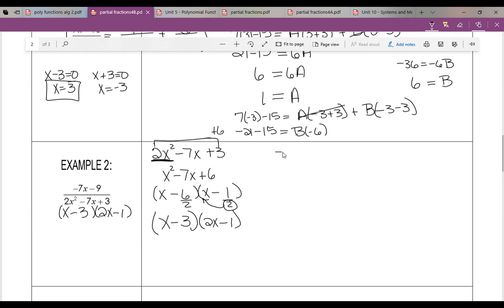So when I set up my problem, negative 7x minus 9 over, and I'm going to go ahead and put the factors here. It doesn't matter if you use the 2x squared minus 7x plus 3 or the factored version of that. So a goes over the x minus 3. I just go in order with the way I write them down. If you want to put the 2x minus 1 in the first denominator and the x minus 3 in the second, that's fine. You can do that. Once you set up the problem, multiply everything by the least common denominator. What is the least common denominator?